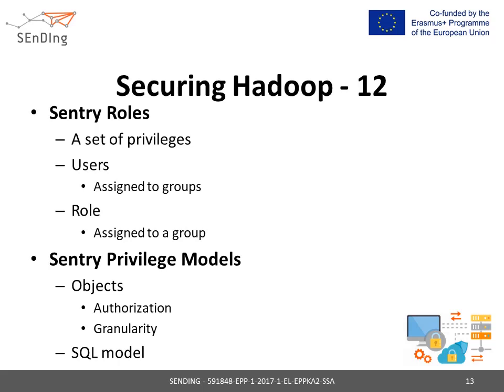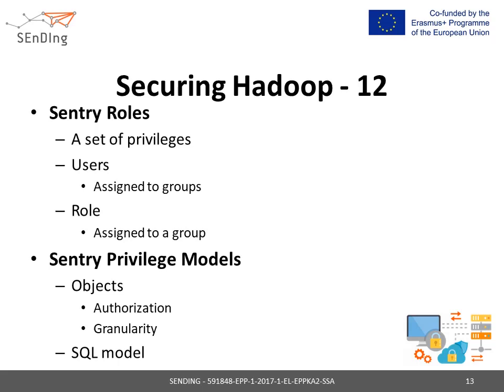Regarding Sentry roles, privileges, and groups, the following must be specified. A role is granted privileges. Users belong to a group. Roles are assigned to a group, never to a user. Users can belong to multiple groups. The same role can be assigned to multiple groups.